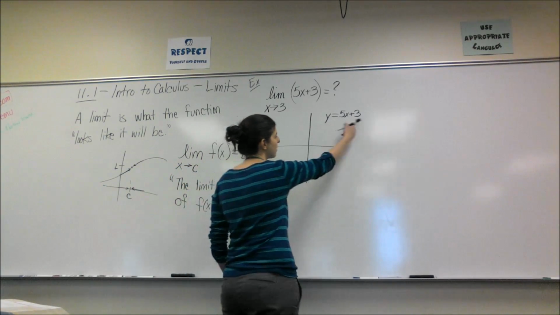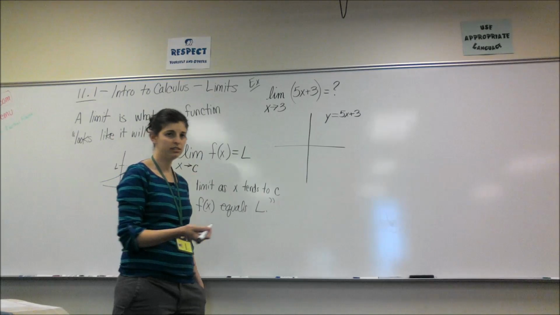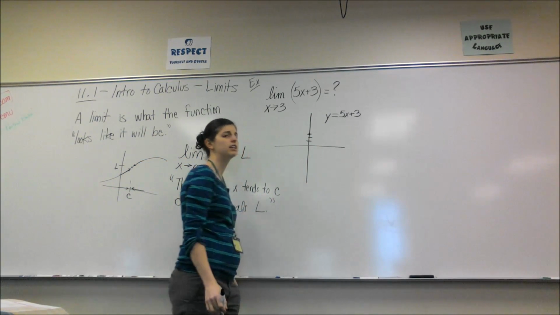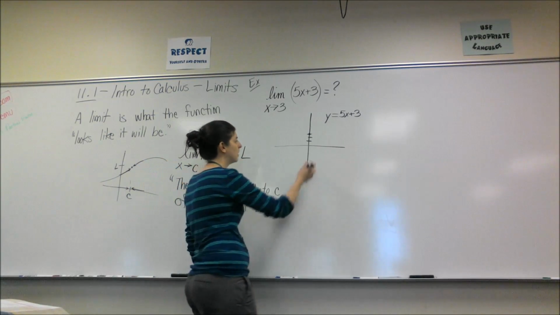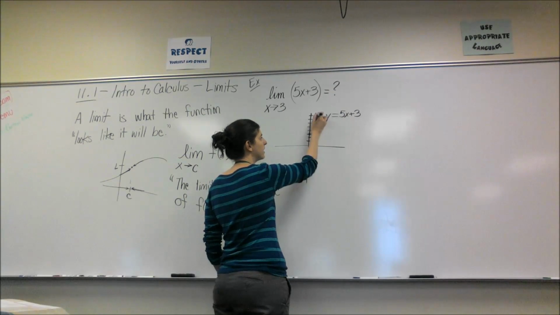This is slope-intercept form, so y equals mx plus b. What do I do to graph this? Start at 3 on the y-axis. Very good. And then what? Go up 5 and to the right 1. And then to get to another point, you're going to go up 5 and right 1.